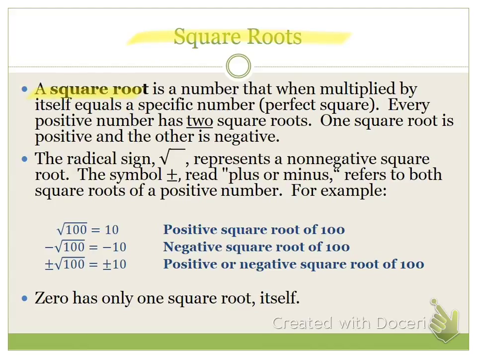A square root is a number that when multiplied by itself equals a specific number. So for example, 2 times 2 equals 4, 3 times 3 equals 9. Oh goodness, it's already starting. 3 times 3 equals 9, so that number 3 is your square root. It is the root of that product or that number.